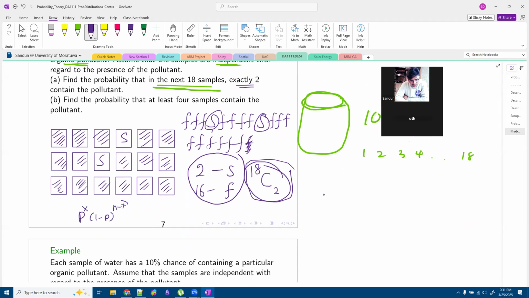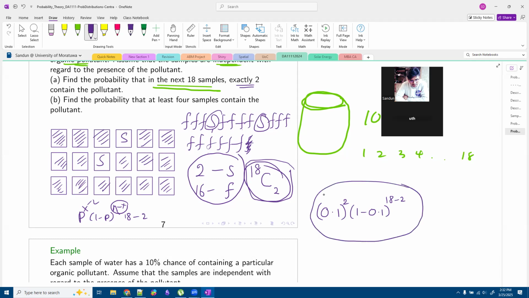The remaining part is very simple because the probability of success is p to the power x, and (1 minus p) to the power n minus x. So n is 18, you have 18 total number of letters, 18 minus 2. That's what you are looking for, P of 2. So the probability of finding the pollutant is 0.1, so 0.1 to the power 2, times (1 minus 0.1) to the power 18 minus 2. This is the probability because you only have 2 S's and 16 F's. So that's the probability. That's very simple.